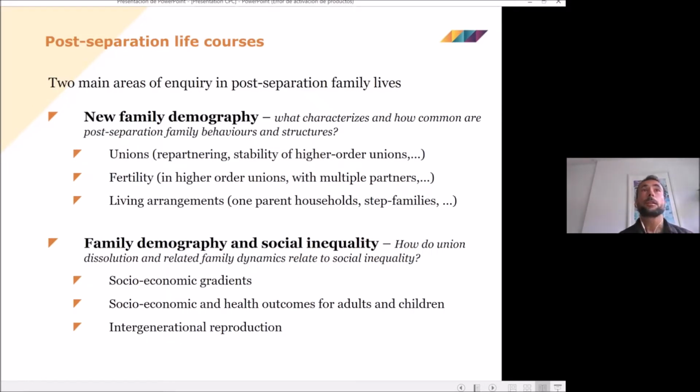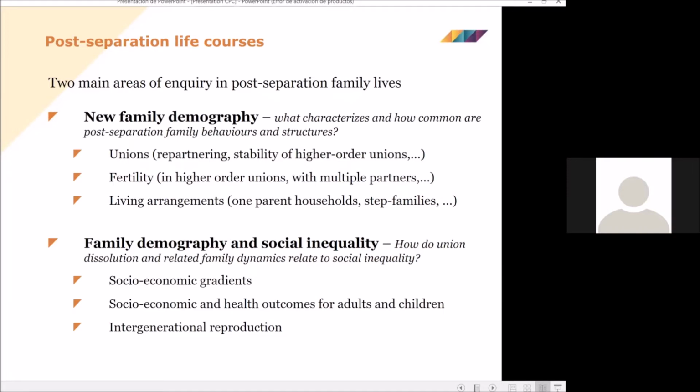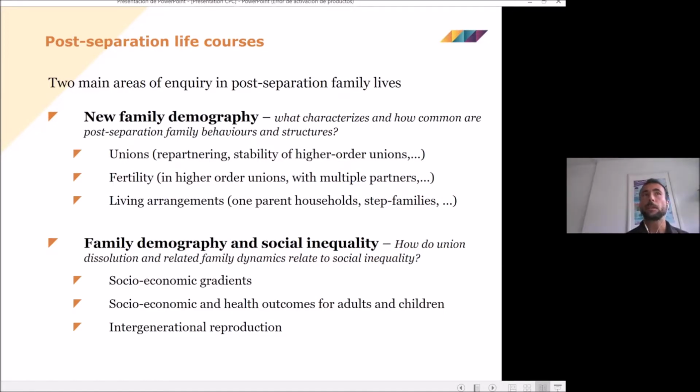So regarding research on post-separation family life courses, this has grown substantially in recent decades. It has been paying attention to a range of demographic and social issues. So we have an important strand of research which is mainly conducted by family demographers, and questions about characteristics and how common are post-separation family dynamics, including different aspects such as repartnering, fertility, and range of living arrangements. And then we have a second important strand of research that focuses on aspects of social inequality and stratification, and has inquired about the role of union dissolution and subsequent family arrangements for growing social inequality.